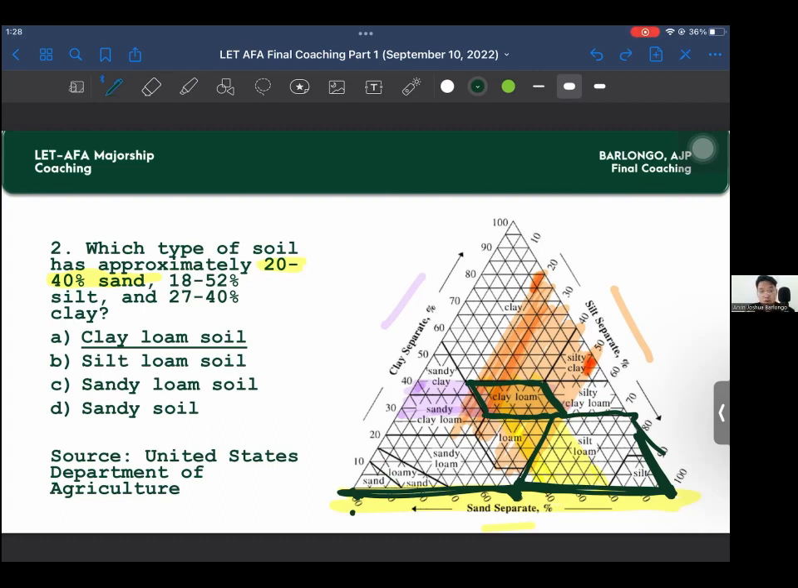So that's how you will answer yung mga ganitong klaseng questions. Hindi nyo kailangan i-memorize or hindi kailangan mag-drawing ng ganito. So, you just need to look at yung sand. Okay?